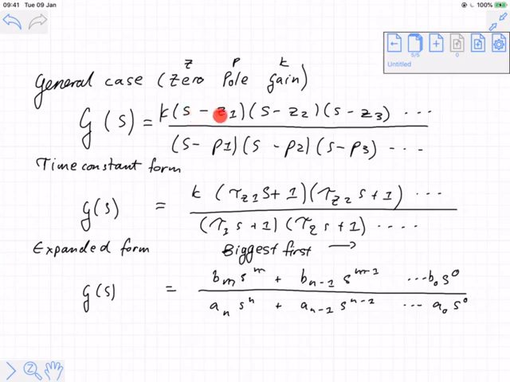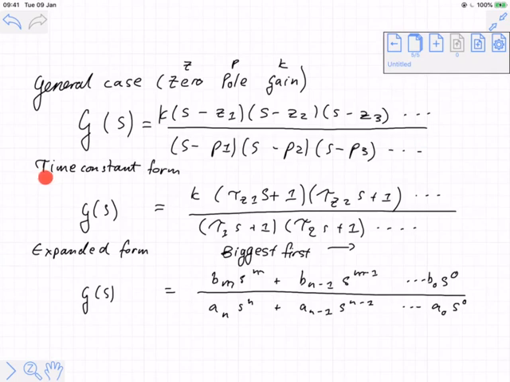So when S is equal to Z1, or when S is equal to Z2, or when S is equal to Z3, and so on, then G of S, or G of Z1, would be equal to 0. And similarly, if S becomes equal to P1, P2, or P3, then I'm dividing by 0, and I end up with a singularity. Now, the other form that we've got, which is quite standard, is the time constant form.